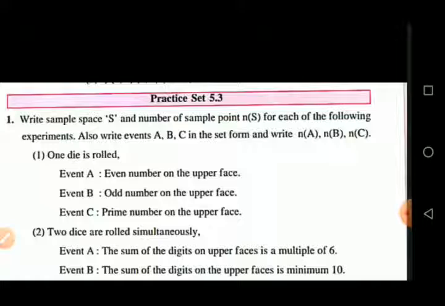And first question. One die is rolled. This is the name of the random experiment. And the events are given below. Event A, even number on the upper face. Event B, odd number on the upper face. Event C, prime number on the upper face.